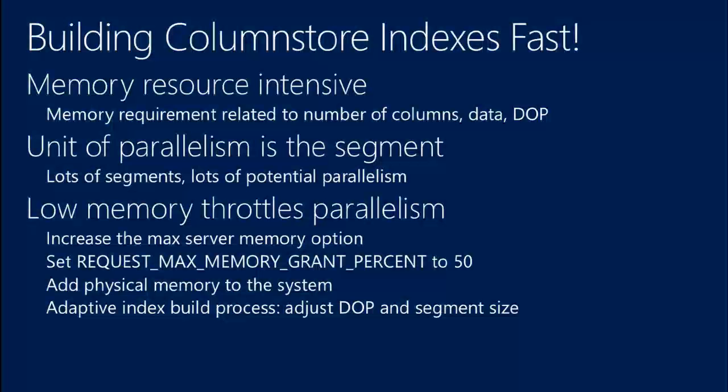It also requires quite a bit of memory. So back to your point, sir, some of the things you can do is maybe adjust your degree of parallelism on the boxes, to work with the segment sizes. You can also adjust the physical memory, if you have 2 boxes that are the same. Sometimes you can increase max server memory or change the request max memory grant percent to 50. Some of the things that you can do for low memory, what we're trying to do there is throttle parallelism so that we can get the columnstore indexes built as necessary.